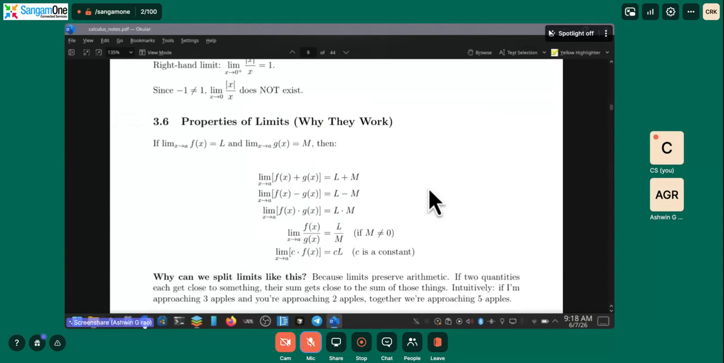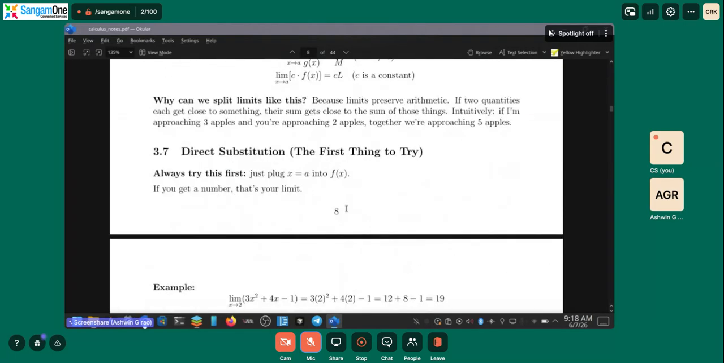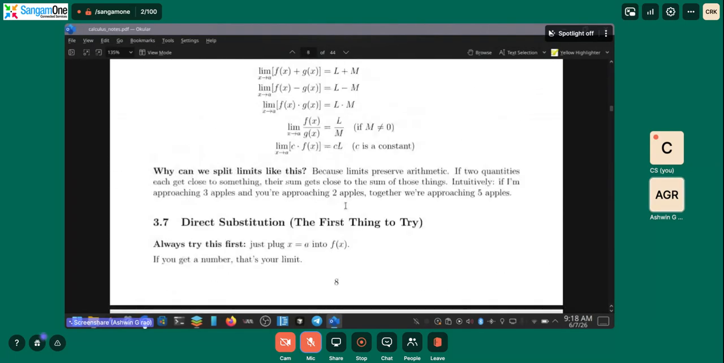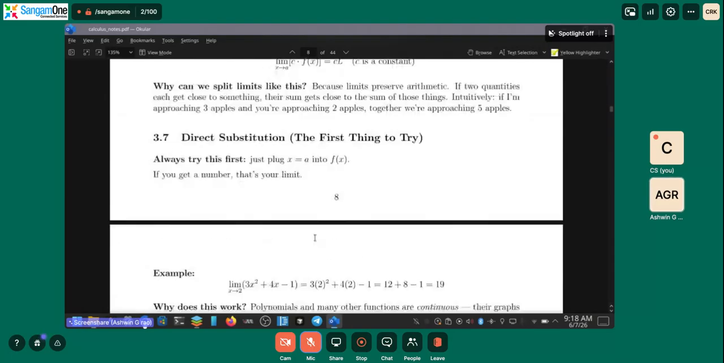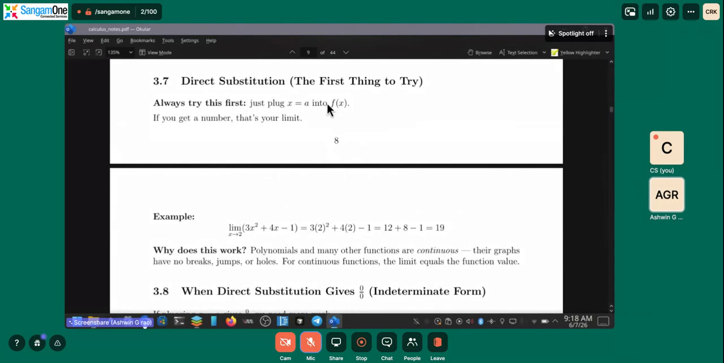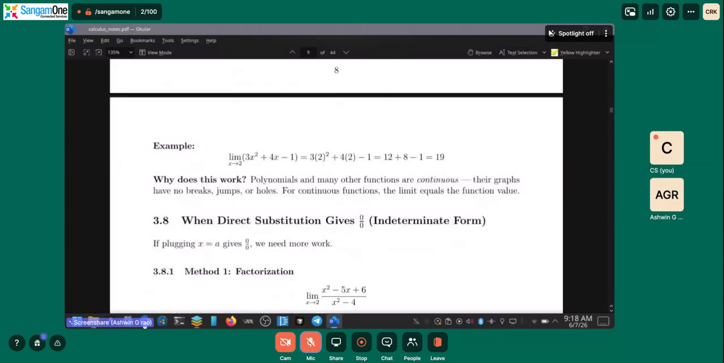These are the different properties you have to remember to solve problems. For solving a limit, I would suggest direct substitution. Like if there is the function 3x squared plus 4x minus 1, just substitute and compute the value. Why does this work? Polynomials and many other functions are continuous. Their graphs have no breaks, jumps or holes. For continuous functions, the limit equals the function value.